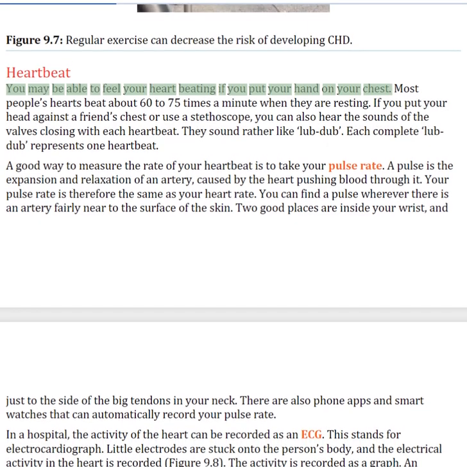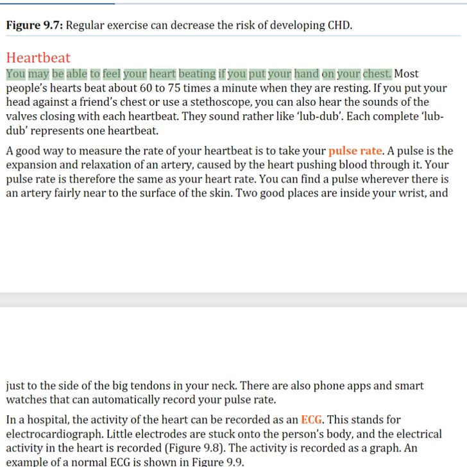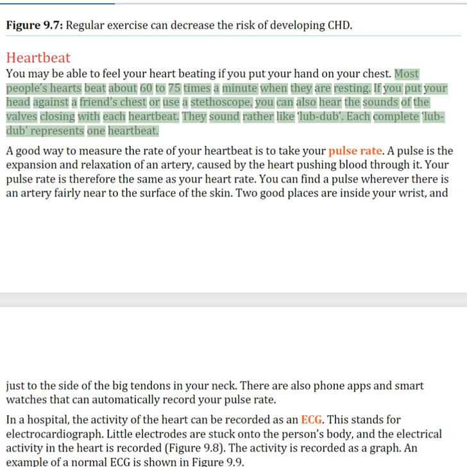Heartbeat. You may be able to feel your heart beating if you put your hand on your chest. Most people's hearts beat about 60 to 75 times a minute when they are resting. If you put your head against a friend's chest or use a stethoscope, you can also hear the sounds of the valves closing with each heartbeat.